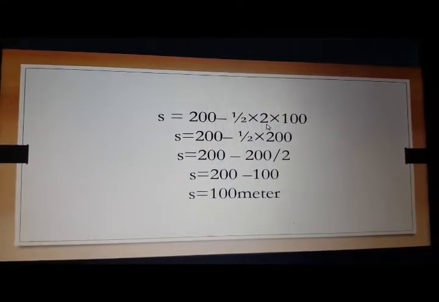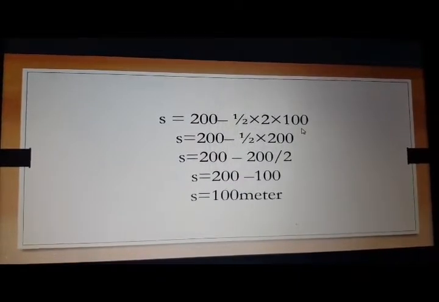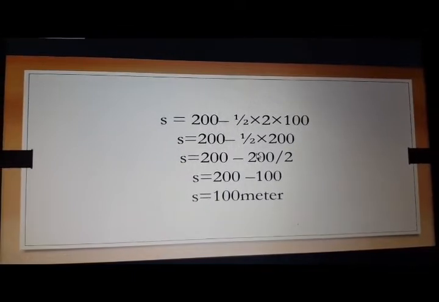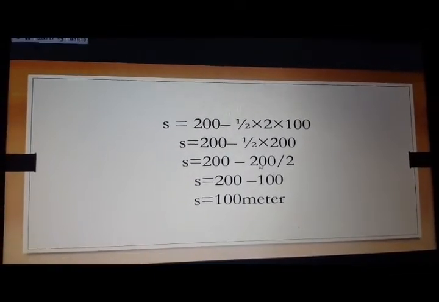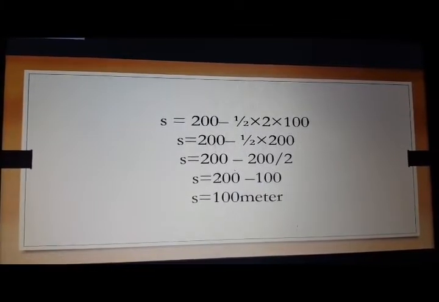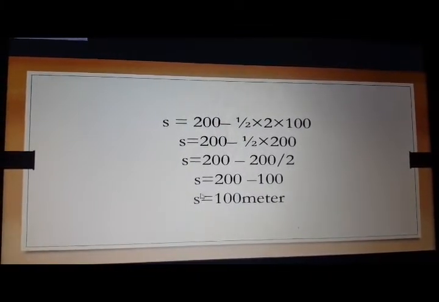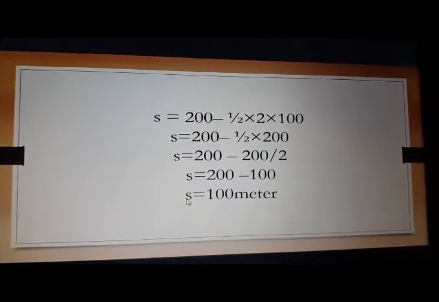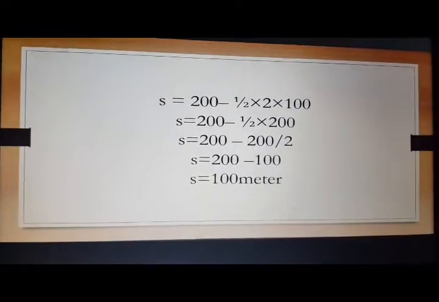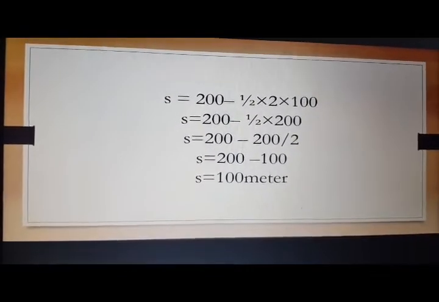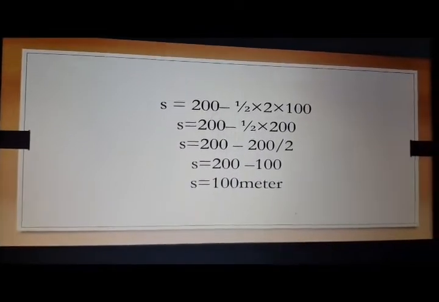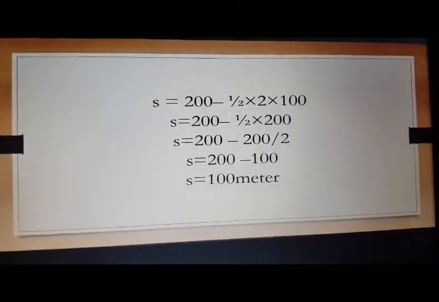So 2 times 100 will give us 200. Then times our half. Our half is the same thing as our exact value divided by 2. So this is what represents our half. So our distance is 100 meters. So class, we calculated the distance as 100 meters. This is the distance that the train covers.